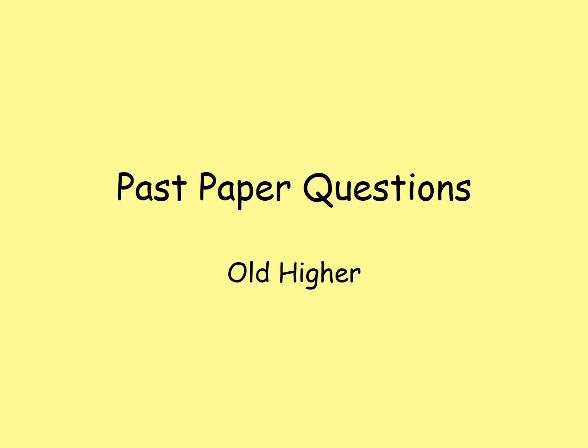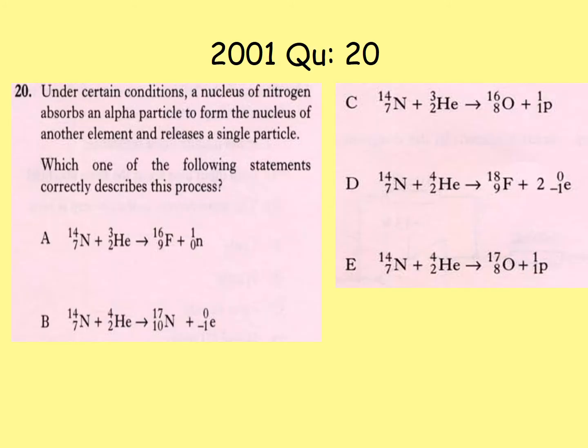Let's look at some past papers from the Old Higher. 2001 question 20. Under certain conditions, a nucleus of nitrogen absorbs an alpha particle to form the nucleus of another element and releases a single particle. Which of the following statements correctly describes this process?